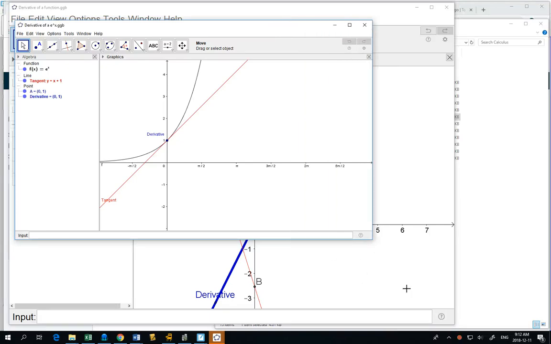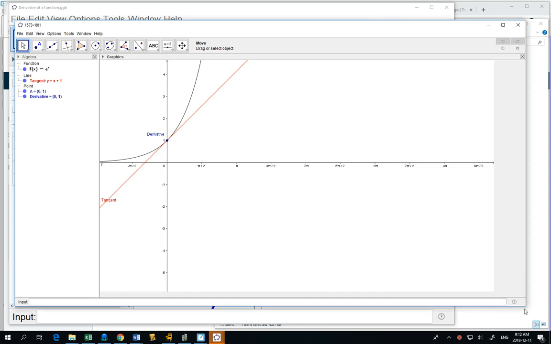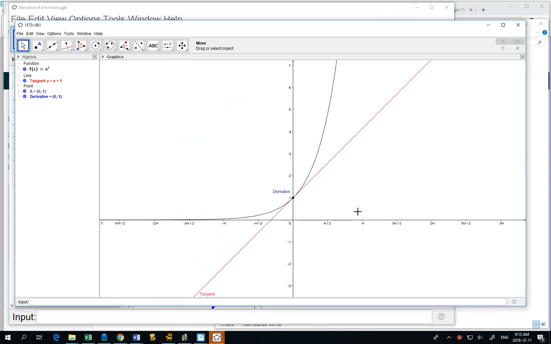So on the screen, we have the graph of e to the x. And I've got a tangent line drawn to this. And right now it's at 0. And the slope at that point happens to be 1. So as I drag that point along the graph, it's going to measure all of the slopes and graph.